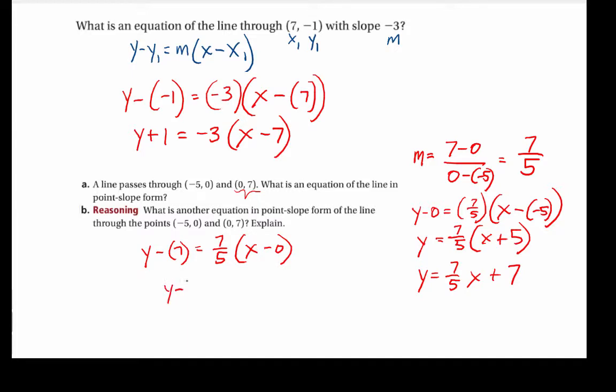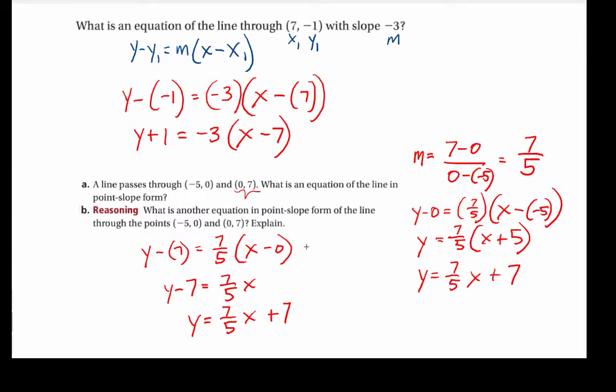Right? Now let's just kind of clean this up a little bit just to show you what's going on here. Let's go ahead and take it into slope-intercept form. Add 7 to both sides. What do you notice? Either way, we calculate the slope, pick one of the 2 points, go with point-slope form, rewrite it in slope-intercept form, and we have the same equation. So the point there is that it doesn't matter which point you choose on the line. You're going to wind up with the same equation.